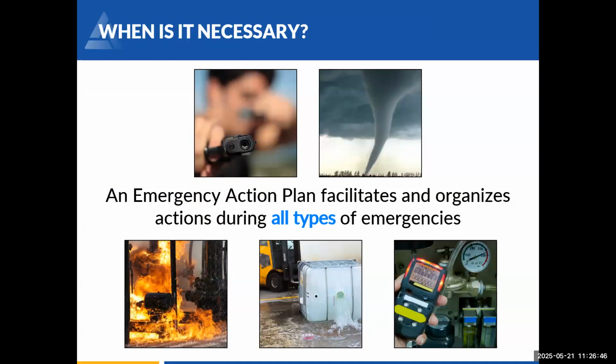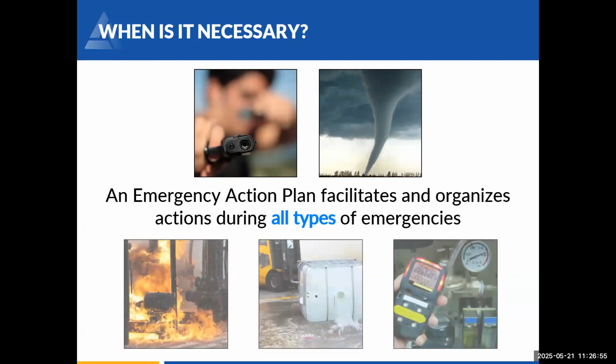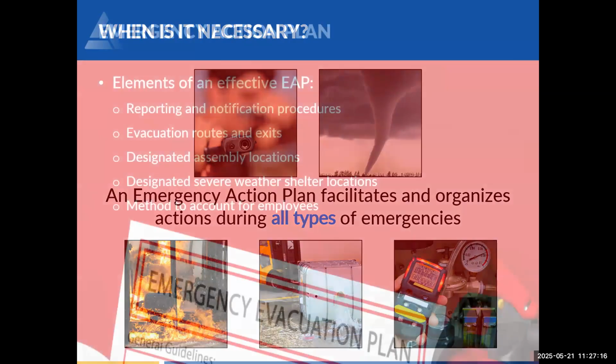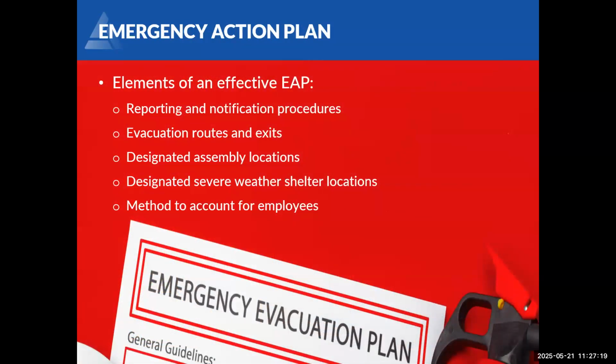So when is it necessary? An emergency action plan will facilitate and organize actions during all possible situations. You have the top two, which would be shelter in place. And then you have the lower ones there, the fire, chemicals, and atmosphere. Those would be ones we'd want to evacuate. We want to make sure that we have a good sound plan in place for when we get into the emergency, for what the scenario is. So the emergency action plan, we'll talk about this just for a little bit and go through. The action plan is needed on your site to ensure everyone knows how to react in case of emergency.